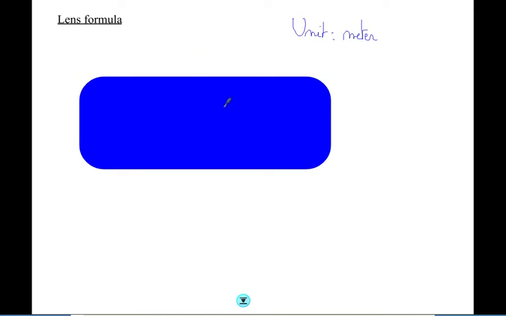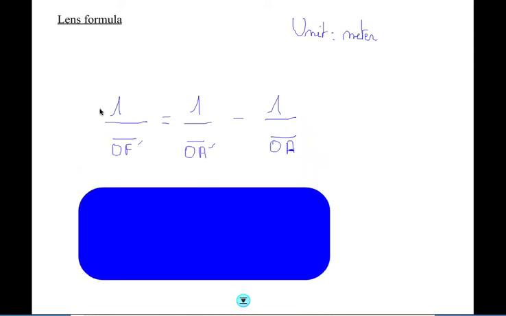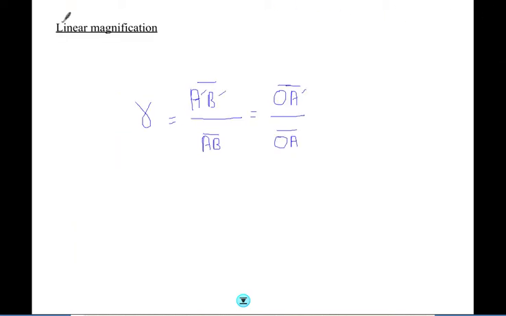So to finish, just two relationships, two formulas. The first one is named the lens formula. That's a formula that gives a link between OA prime, the position of the image, OA, the position of the object, and OF prime, which is the focal length. Just take care about the fact this is about the inverse of these distances, and these distances have a sign as said just before. The unit for each one is meter.